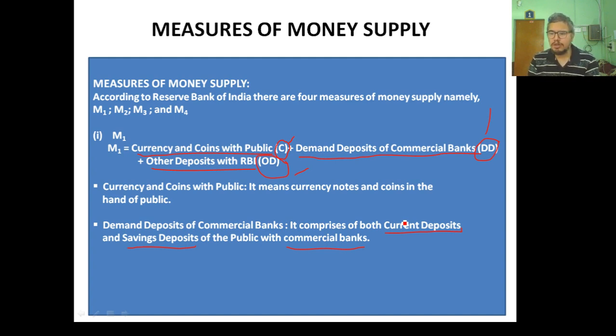Okay, not only that, there are also regulations in which in a day you cannot withdraw more than 30,000 or 50,000 or 80,000. In certain cases of certain cards, you cannot withdraw more than 80,000 a day. From the bank you can withdraw more than 80,000 or 1 lakh, but you have to provide a specific reason why you are withdrawing a huge amount of money. Okay, so this is how the current deposits and savings deposits function.